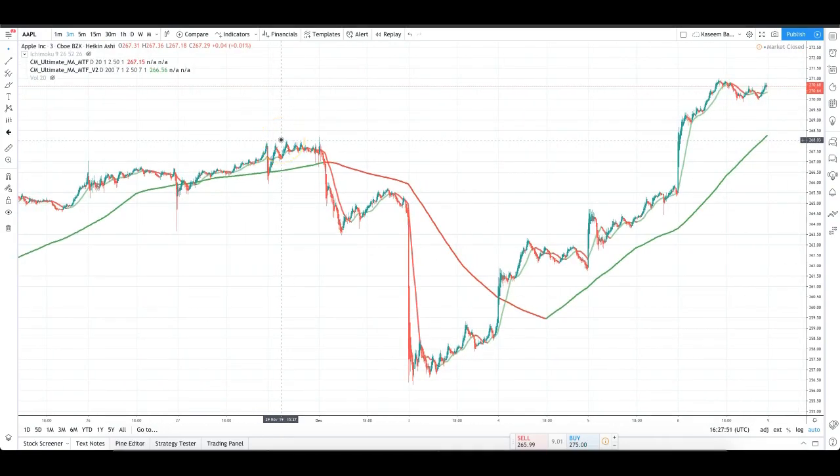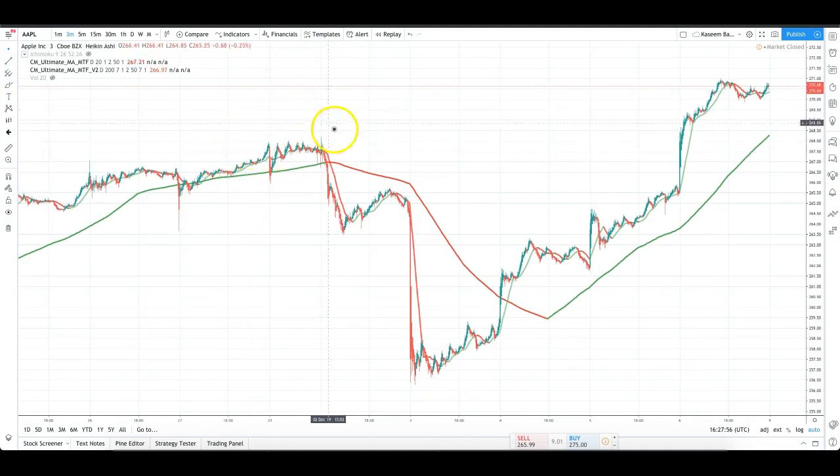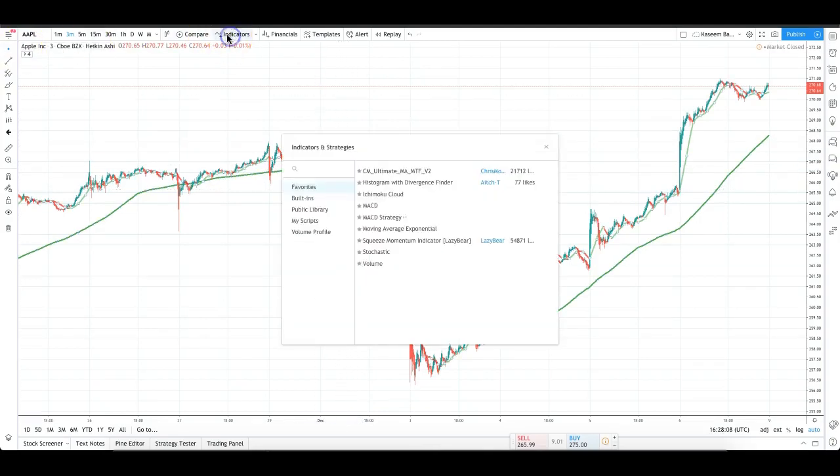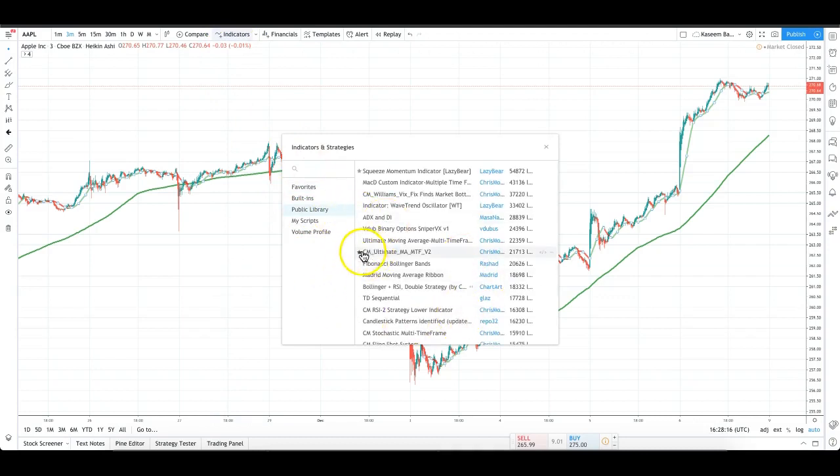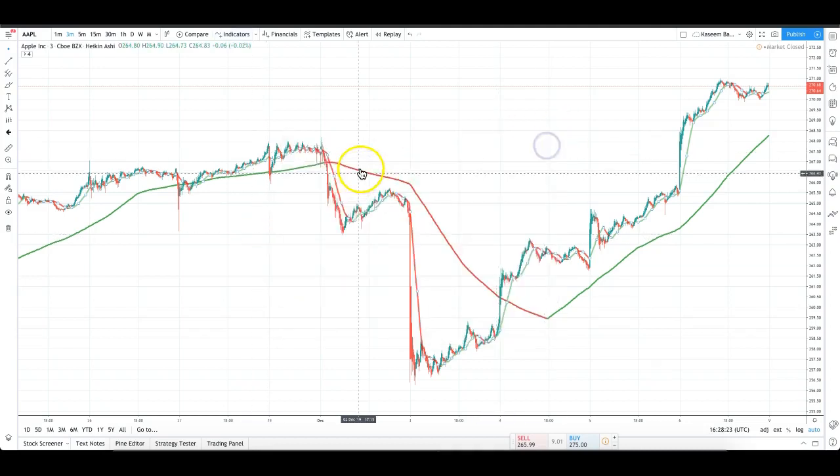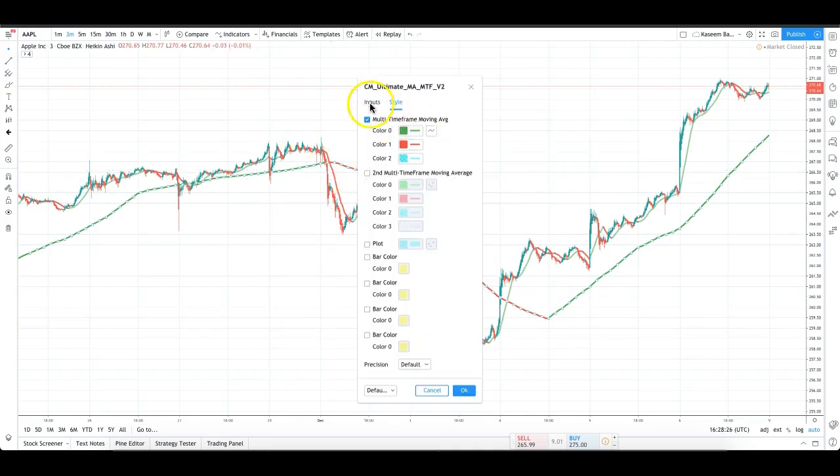So in recapping, the two main moving averages that I use, let me close this for a second, are the 200 period moving average and the 20 period moving average. The one that I use is, when you go to indicator right here, you go to public library, you're going to see this right here, CM Ultimate. This is a great one, and you can go into it and change the settings.